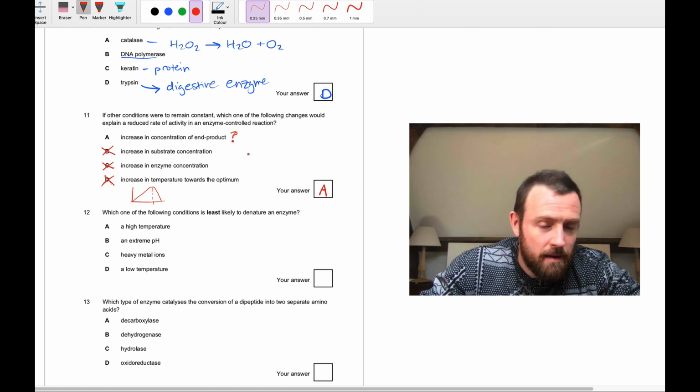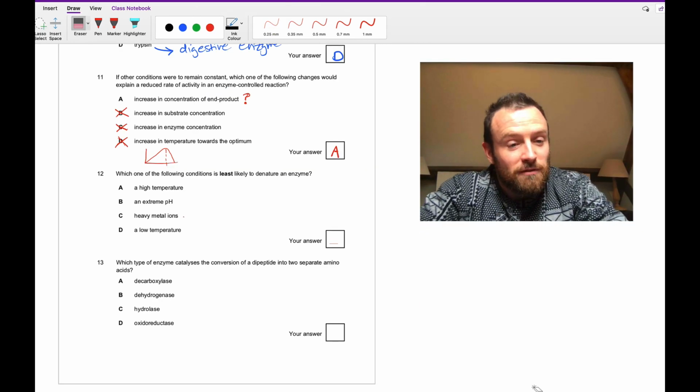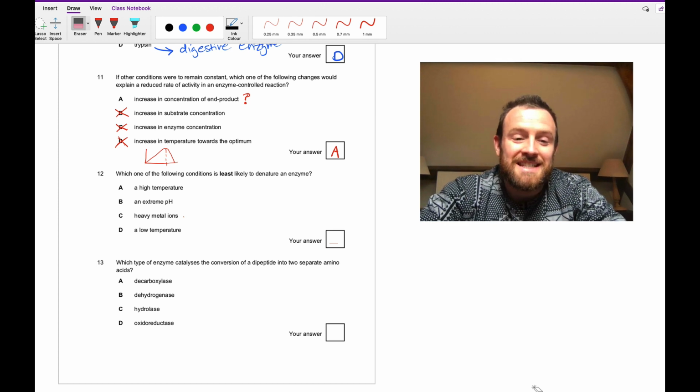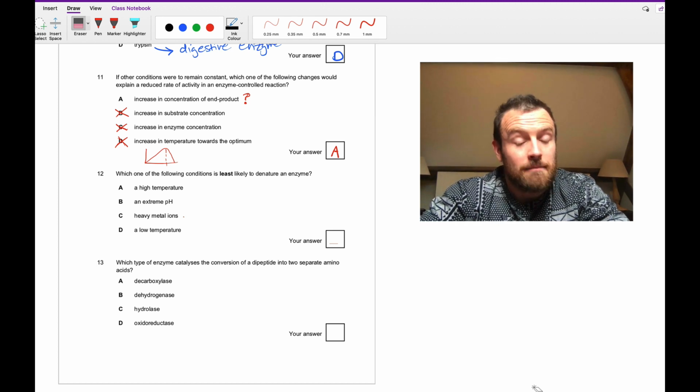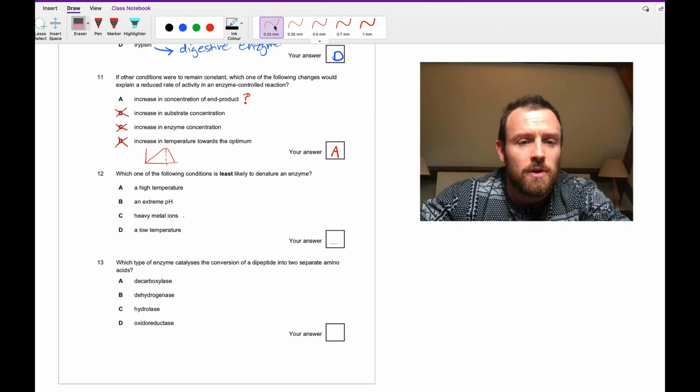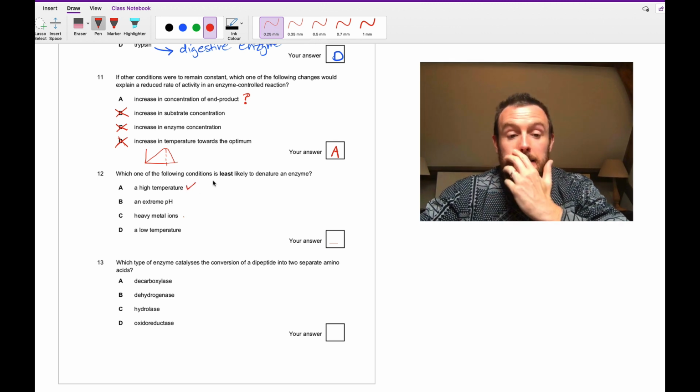So could be with end product inhibition. Okay, so question 12. Which one of the following conditions is least likely to denature an enzyme? So can these things denature enzymes? Yes or no. High temperature? Yeah, absolutely, that can denature enzymes.